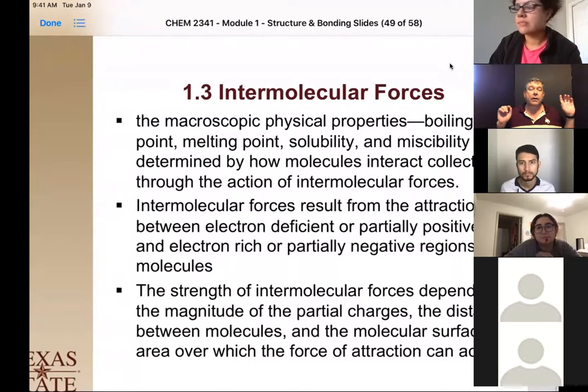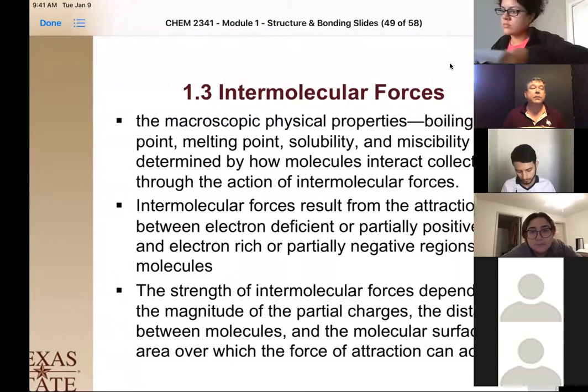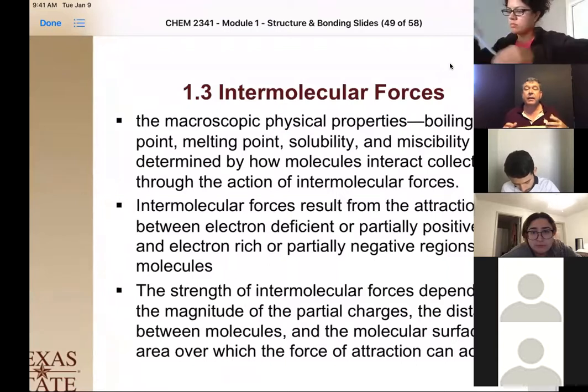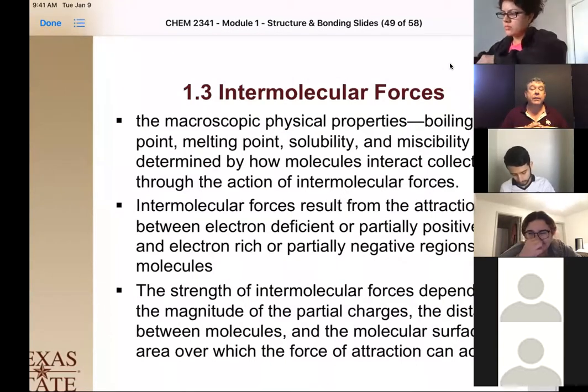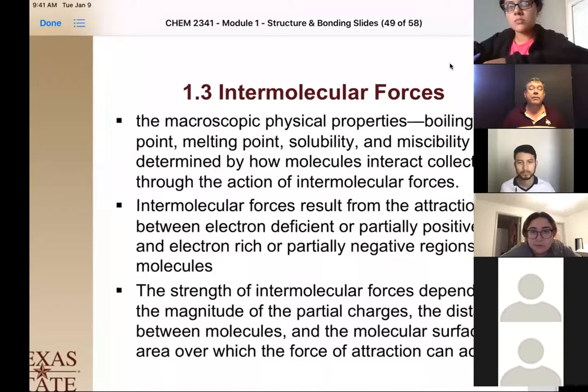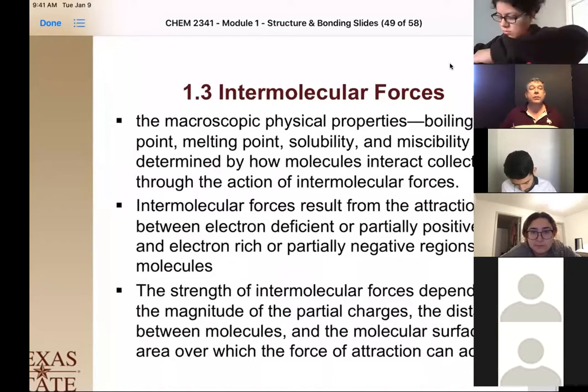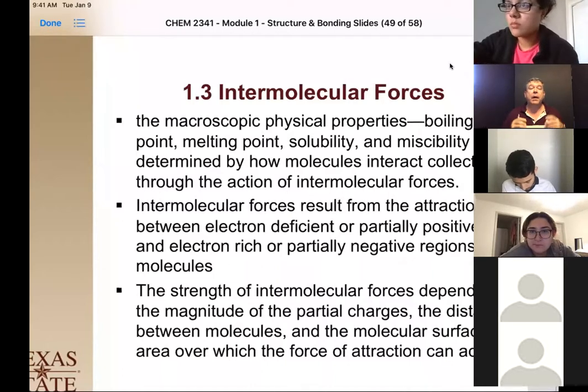I have a last set of slides, and it's all about intermolecular forces. Okay, so intermolecular forces are the forces that attract molecules together, and we have a variety of different attractions. These intermolecular forces control boiling point, melting point, and solubility. By looking at how strong some forces are and how weak some forces are, we get an idea of how molecules can mix, how they can boil, and how they can melt.